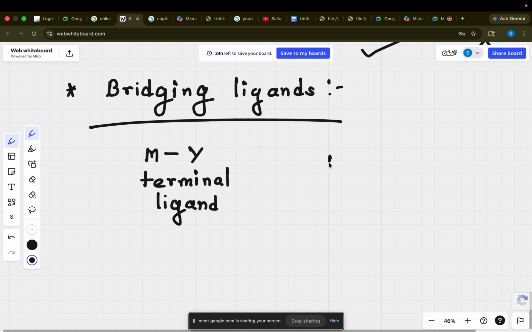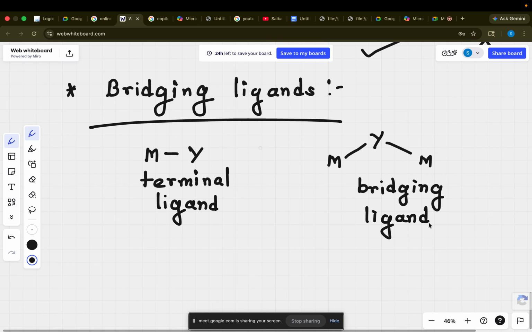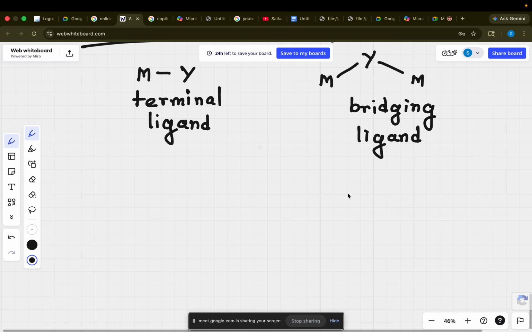And bridging ligand means what? Bridging ligand means the ligand is attaching to more than one metal center. If the ligand is capable of attaching with more than one metal center, that time it is known as a bridging ligand. Clear? Clear what is terminal ligand and what is bridging ligand?